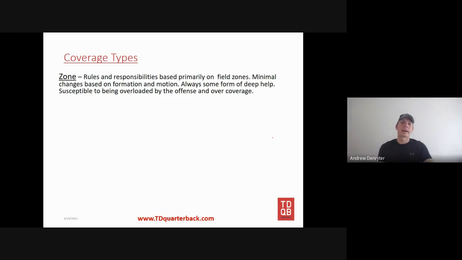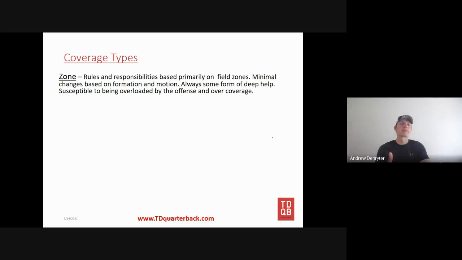There's always some form of deep help in zone coverage. No matter how many guys they have underneath, if they have 2 under, if they have 5 under, there's always going to be some kind of deep help over the top. Could be 1 safety, could be 3 deep, could be 4 deep. It just depends on what coverage they're playing.